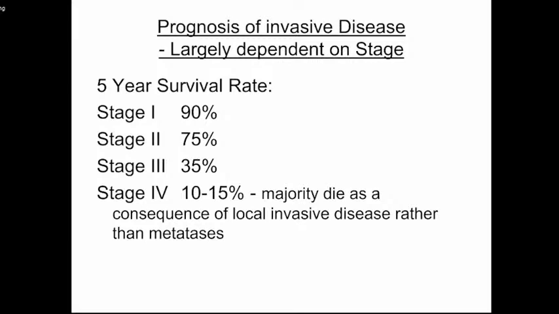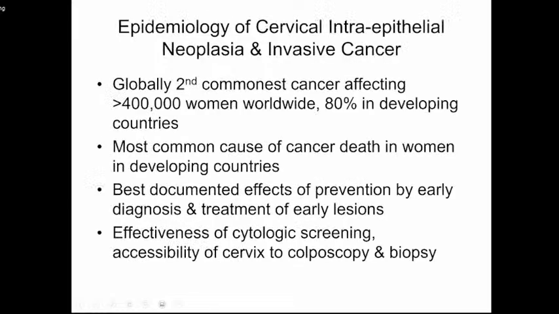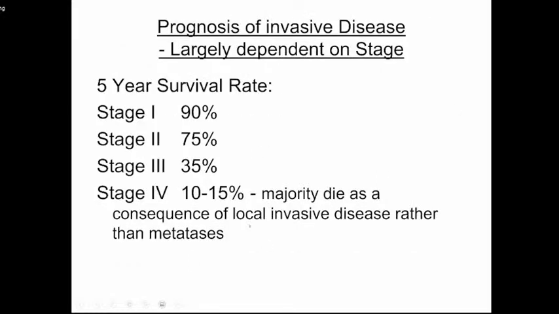And majority will die as a consequence of local invasive disease rather than metastasis. So like the case I gave you, who ended up with a frozen pelvis, chronic renal disease, obstructive uropathy. She can't pass stool because the rectum is full of disease. Then most likely she'll fall in this category. She had stage 4 disease. So she will probably not die of distal metastasis, but of the consequence of local disease, which in her case was chronic renal failure.